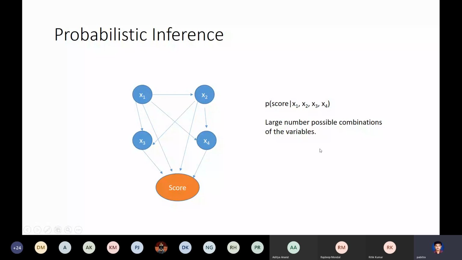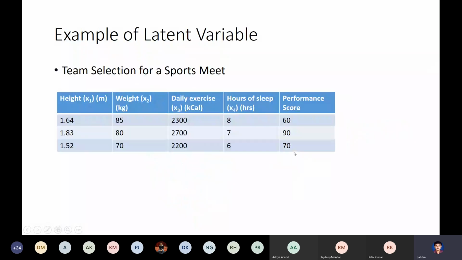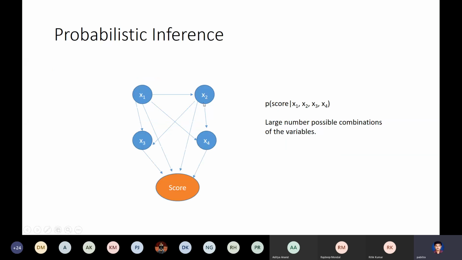So in order to calculate the score, you actually need a lot of data. You'd need all combinations of somebody whose height is this, weight is this, how much he has slept, how much he exercises. So all different combinations, numerous possibilities are there, and you may not have data for all those possibilities. So if everything interacts with everything, then you really need a large amount of data to do this properly.